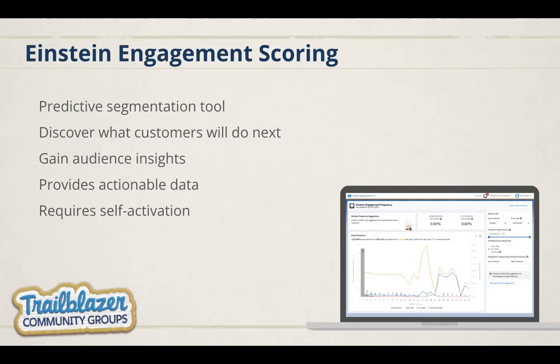It really provides three key benefits. Firstly, it enables you to discover what customers will do next. Einstein will score every individual subscriber based on their likelihood to open an email, click, stay subscribed, and convert.